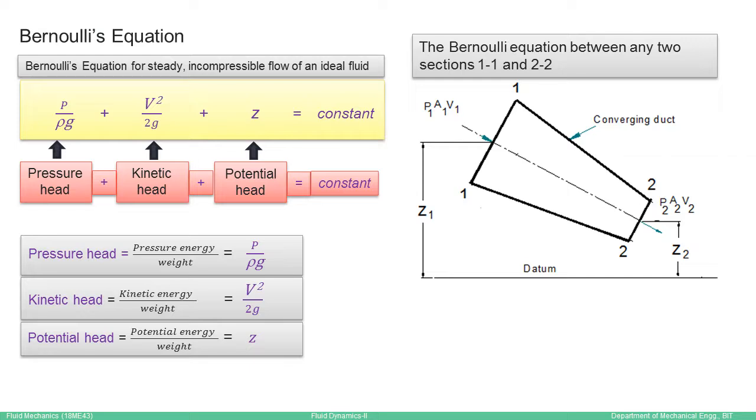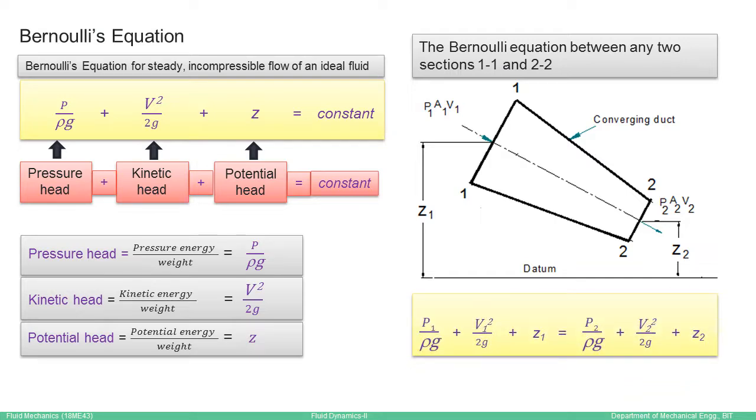It is considered as inlet in this picture, and at section 2-2, P2, A2 and V2 are the corresponding parameters. Z1 is the height of the center of section 1-1 from the reference, that is the datum, and similarly Z2 is the height of the center of section 2-2 from the datum line. So for this condition, the Bernoulli's equation is P1 by rho g plus V1 square by 2g plus Z1 is equal to P2 by rho g plus V2 square by 2g plus Z2.